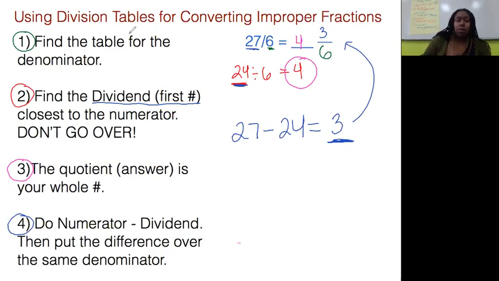So those are those steps. Look at the table with your same denominator. Our denominator was 6. I found the 6 table. I found the dividend, meaning the first number, that was close to my numerator without going over. And I look at the answer, the quotient. That's my whole number. That's how many wholes are going to be in that fraction. And then we just take the numerator of our improper fraction and we subtract the dividend in that number sentence. And we say, well, how many were left over? How many did we not cover by filling out the wholes? Well, it was 3. So I subtracted that and I just put it on top of my same denominator, okay?